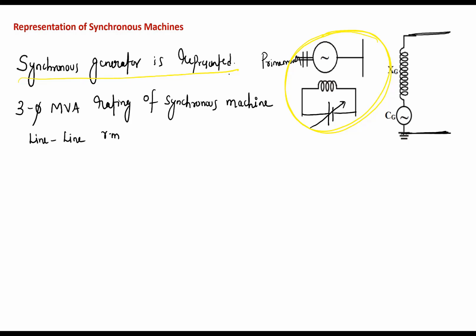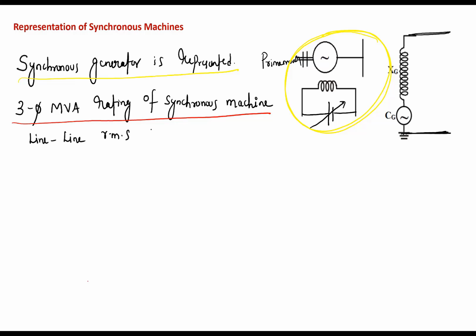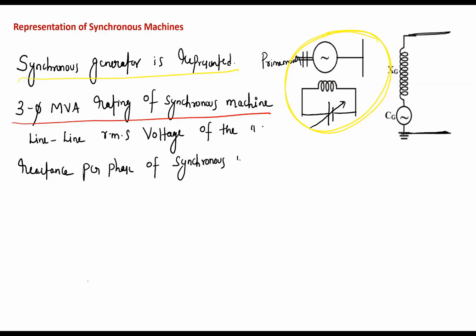Now, what is the important data that is required for our fault analysis? The first important data is the three-phase MVA rating of the synchronous machine. The second is the line-to-line RMS voltage of the synchronous machine. Apart from these two, we require the reactance per phase of the synchronous machine. These three data are very important for our analysis.